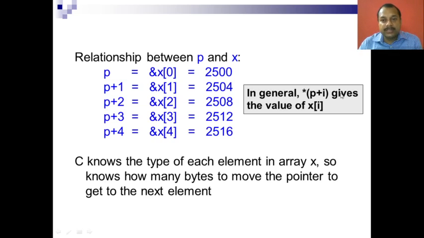Now in general, *(p+i) gives the value of x[i]. Also note that there is another alternative way of accessing the ith element from the array x. One is x[i], another is within parentheses p+i, then star. So you first add i to p, go to that location and then access that memory location. Now C knows the type of each element in array x, so it knows how many bytes to move the pointer to get the next element.